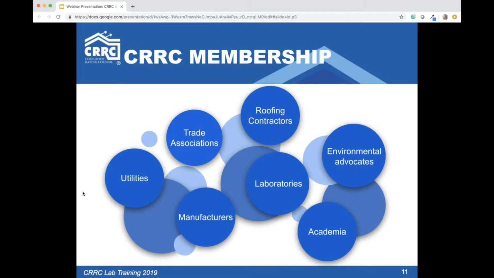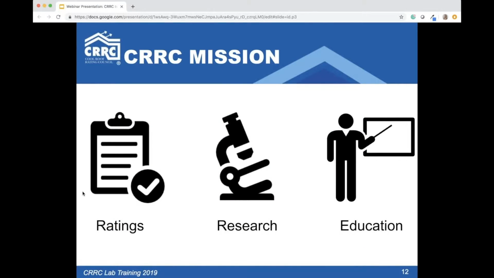So the CRRC has a really diverse membership. We are a member-based organization. We are comprised not just of industry. It's kind of a myth that we want to bust here today. We have academia, laboratories, representatives from the government, designers, contractors, trade associations. So again, we don't only represent roofing manufacturers. We have this really diverse membership.